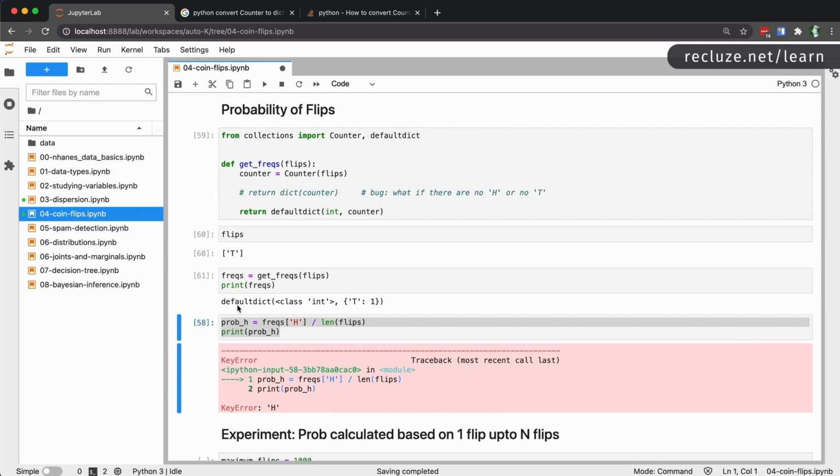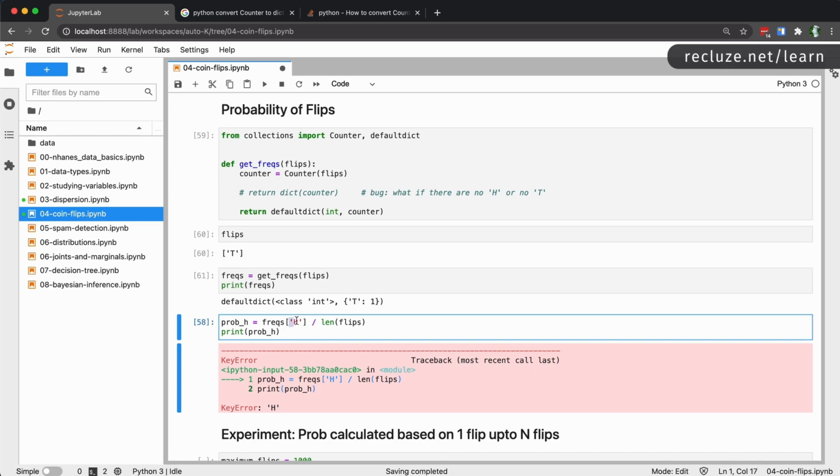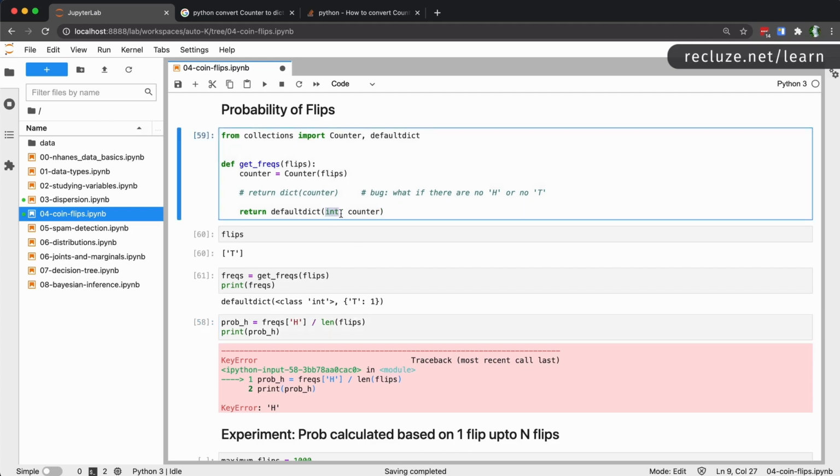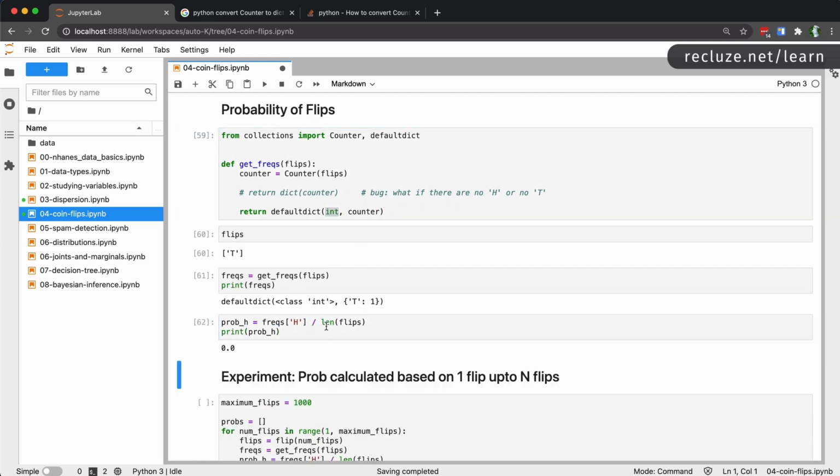So now you can see that it's a default dictionary and the value is the same. But what default dictionary does is, if you ask it for a key that does not exist in this dictionary, it's simply going to return a 0 because it's an integer type default dictionary. So when you do that, it's going to be 0 divided by length of flips and it's going to work out perfectly fine. Okay. So the point to note over here is you use default dictionaries whenever you anticipate that there can be things which are not present in the keys, but you still need to call them. So instead of doing ifs and checks, tries and excepts, you do a default dictionary.